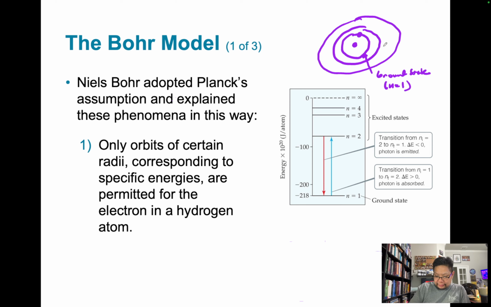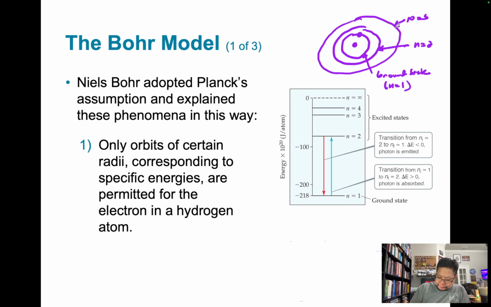But as you move out and get to the second ring, or second orbit, that's n equals 2, and the third orbit is n equals 3. We'll talk about that in a minute when we get to the principal quantum numbers and such.